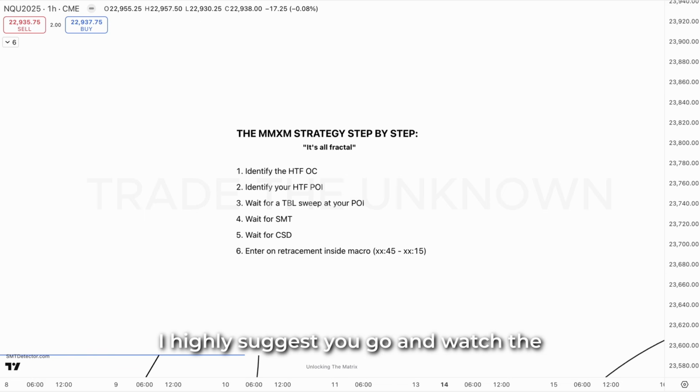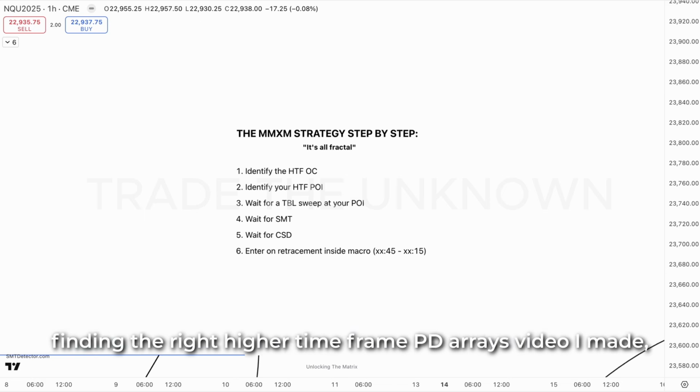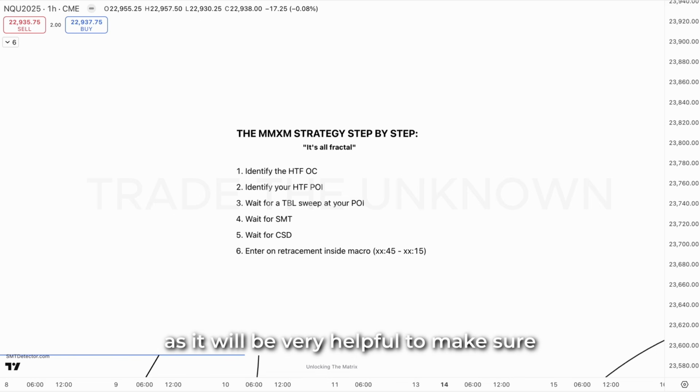PD array. I highly suggest you go and watch the finding the right higher time frame PD arrays video I made, as it will be very helpful to make sure you understand what point of interest is actually going to be valid. Step number three, you wait for a time-based liquidity sweep at your point of interest. So this is, again, time cycles. We're sweeping a time cycle liquidity.